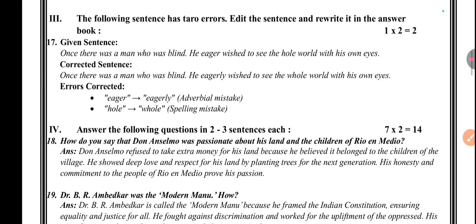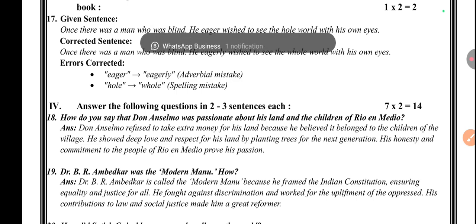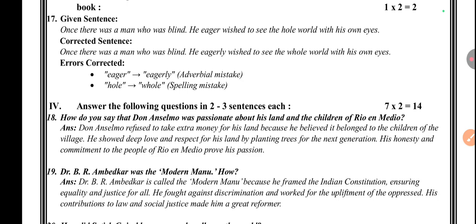Main question number 3. The following sentence has two errors. Edit the sentence and rewrite it in the answer book. Given sentence: Once there was a man who was blind. He eager wished to see the whole world with his own eyes. Corrected sentence: Once there was a man who was blind. He eagerly wished to see the whole world with his own eyes.